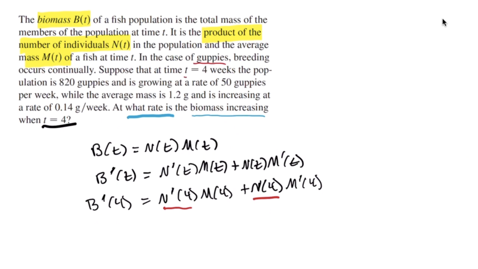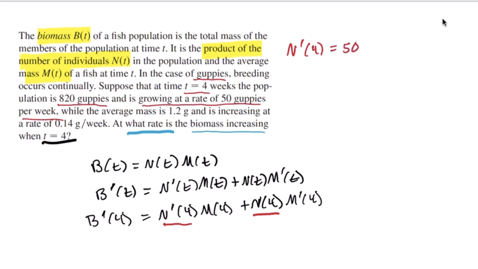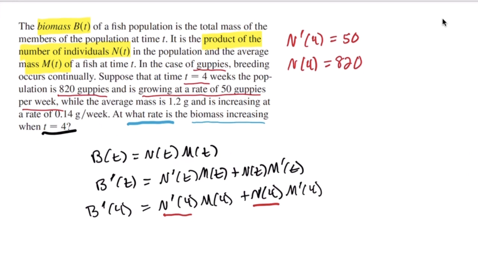Suppose that at t equals 4 weeks, the population is 820 guppies, and it's growing at a rate of 50 guppies per week. So the rate of 50 guppies per week, right, there's my N prime, and then we were told that the number at 4 weeks was 820. So those values I have down there.